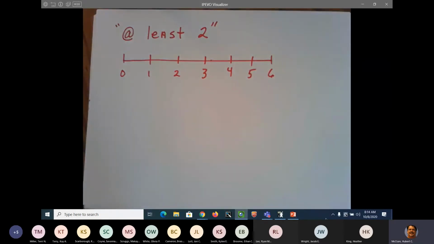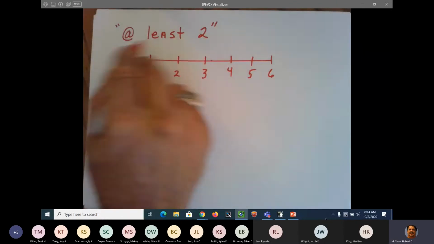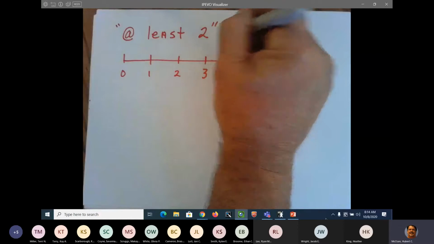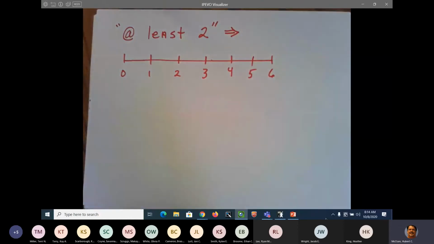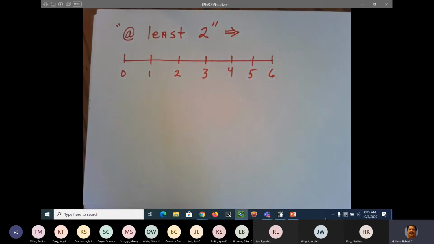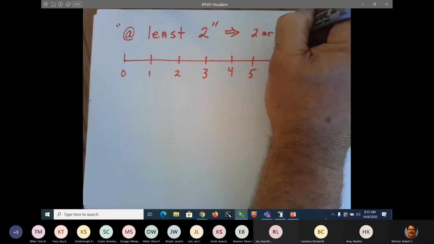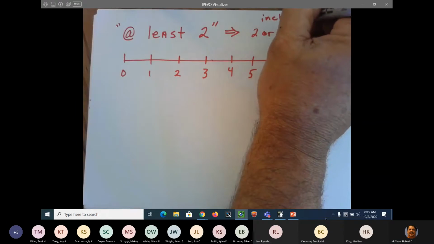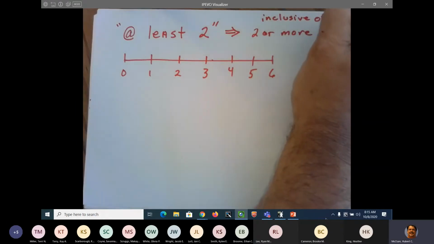Okay, so what does the slogan "at least 2" mean? I mean, what does it mean if you were explaining it to a 2nd grader or a 3rd grader? What does "at least 2" really mean in layman's terms? You can have 2 or more. 2 or more, that's exactly what it means. 2 or more. So this is inclusive of 2.